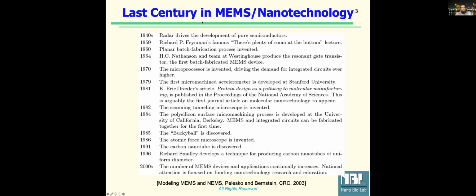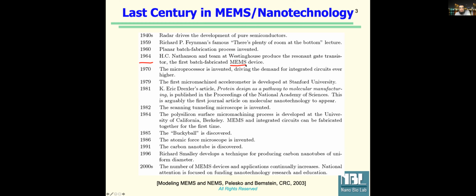So Dr. Feynman was aware of things that were happening, and if you read that paper, many of the things were already happening at that time. But of course, not at that vision or that scale that he identified. And then in 64, we had what you call MEMS devices.